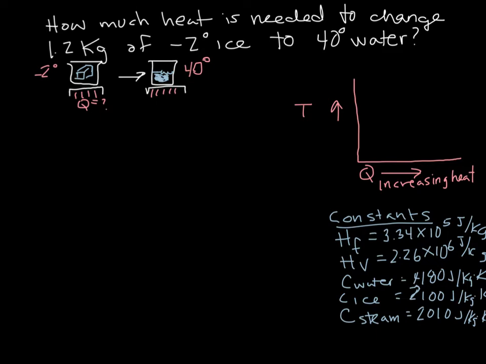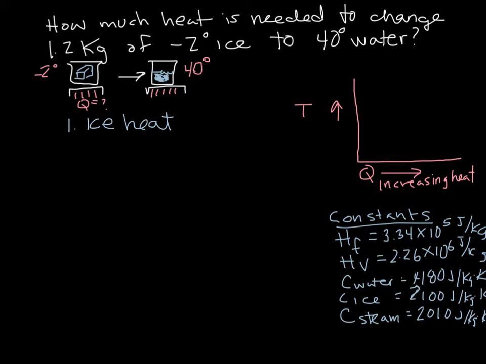What's the very first thing that's going to happen when you put that ice on the hot plate? It's minus 2 degrees. The first thing that's going to happen is that ice is going to heat up. It can't melt yet. It's not 0 degrees. Ice doesn't melt until it is 0 degrees.